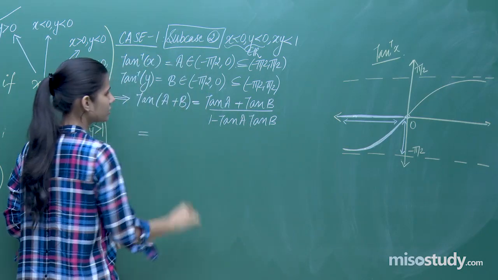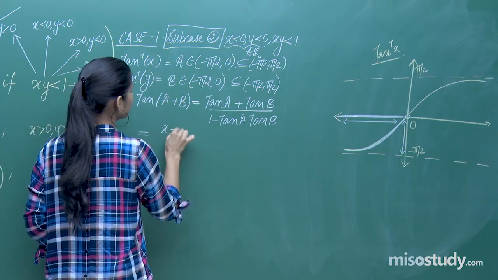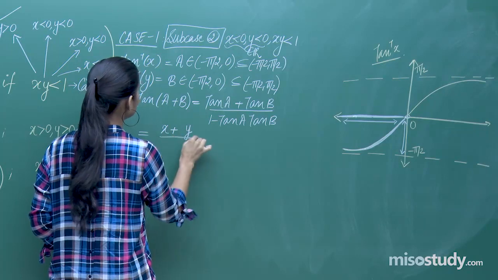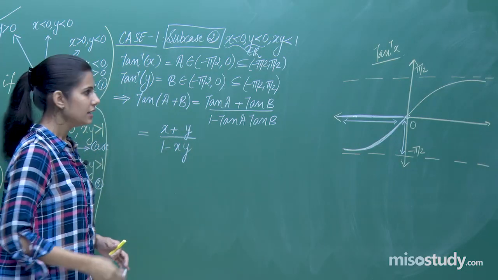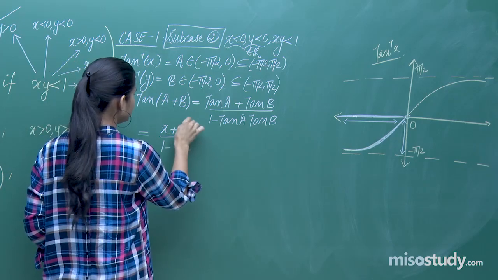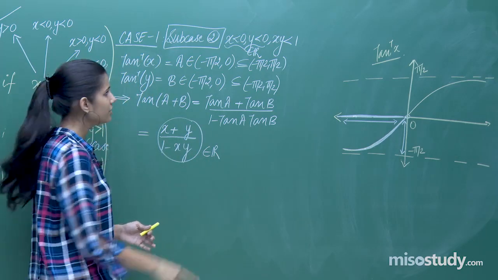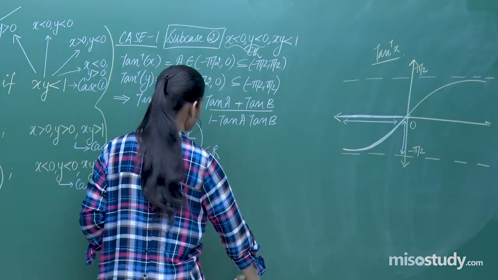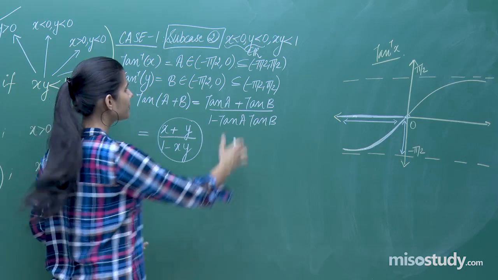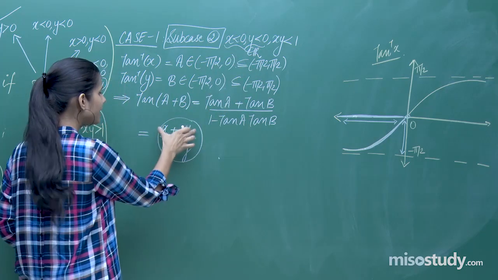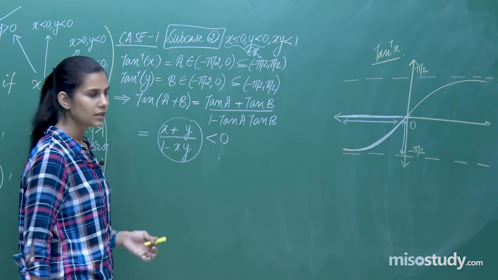This is equal to what? Tan A plus tan B. Tan of A will be equal to x, tan of B will be y, upon 1 minus xy. Now understand, this is a real number. What type of real number? X is negative, y is negative, so x plus y is negative, and 1 minus xy is positive because xy is less than 1. Numerator negative, denominator positive, clearly this is negative.